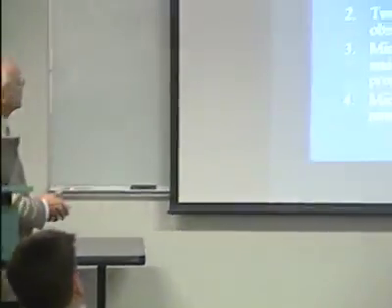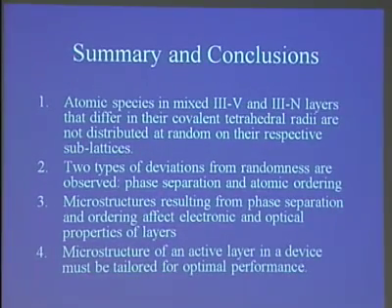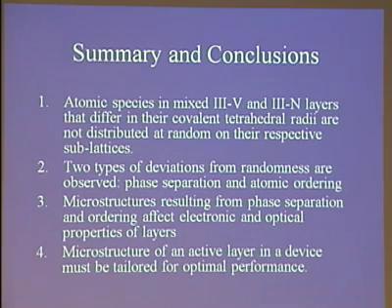And with my summary, what I showed you is that when you have atomic species which differ in their tetrahedral radii and you make a ternary out of a binary, you are going to phase separate your material. And you are also going to atomically order your material. There are two types of phase separation. I also argued that these two microstructural features affect the electronic properties of your material.